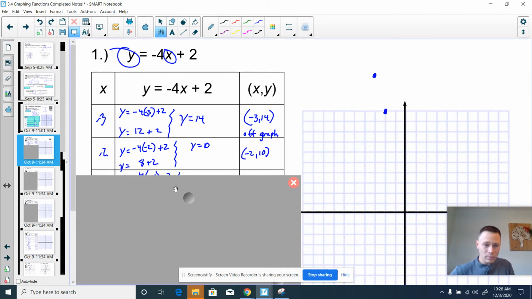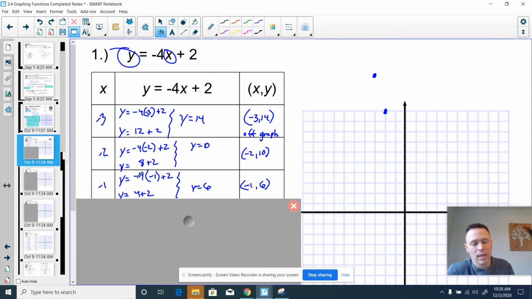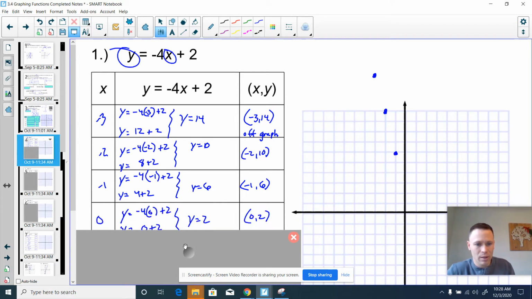Do the same thing with negative 1. Negative 4 times negative 1 is positive 4. Positive 4 plus 2 is 6. Point negative 1, 6. So negative 1, 6, 1, 2, 3, 4, 5, 6 is right there. It's starting to come along kind of nicely. 0 is the easiest one, right? Negative 4 times 0 is 0, and I add 2, I get y equals 2.